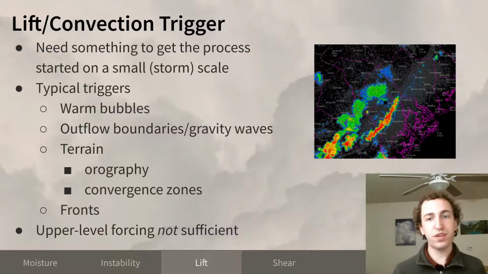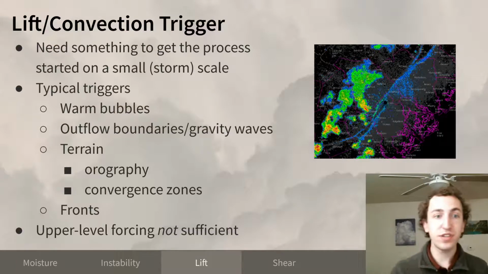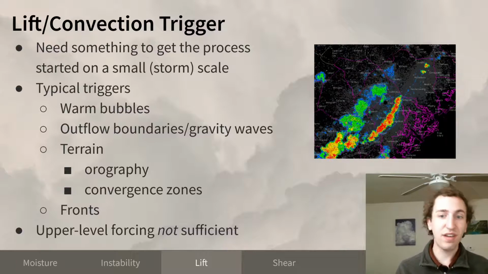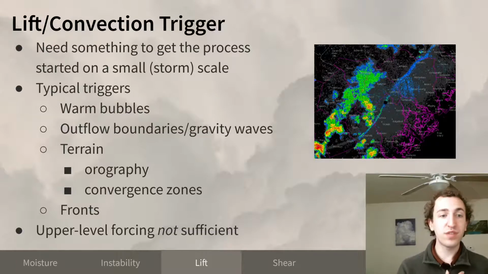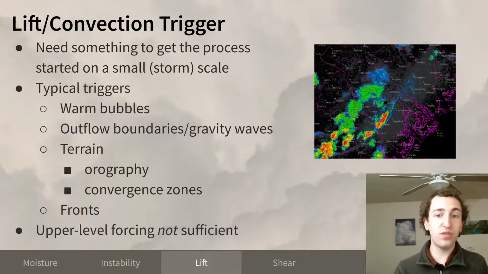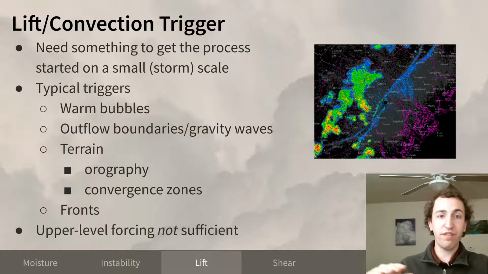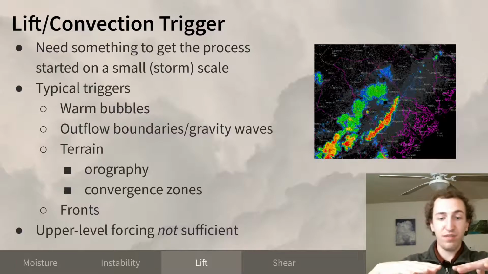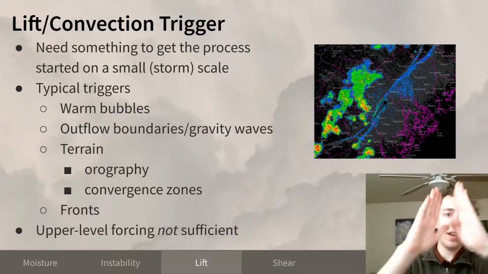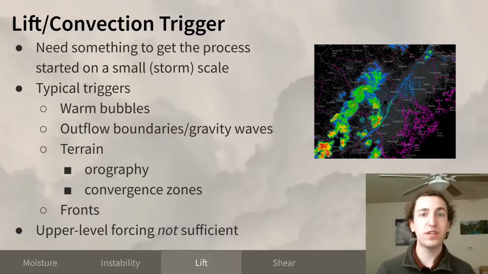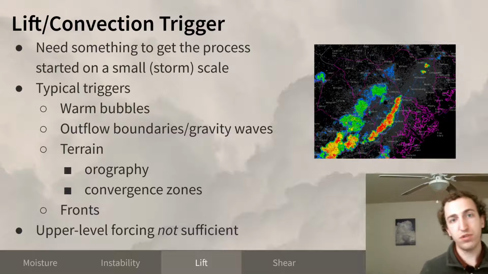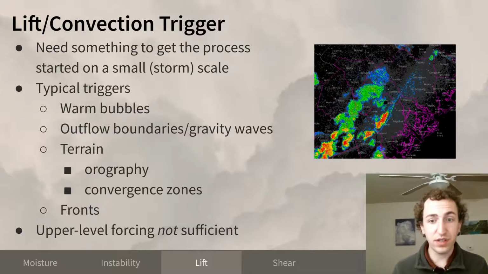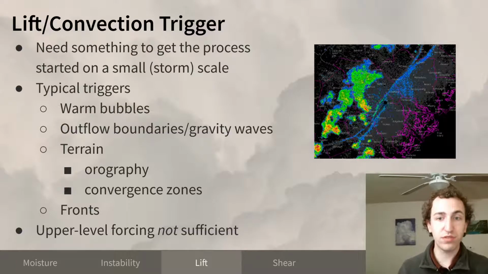Terrain, both orography or mountain ranges, just general increases in height of the land surface, can force the wind upward, as well as just existing zones where you get convergence. And so if two wind patterns collide near the ground, they can only end up going up. So you get convergence, you get sharp upward motion, which can be enough as a trigger. Finally, fronts can also do this, similar to what outflow boundaries can do.